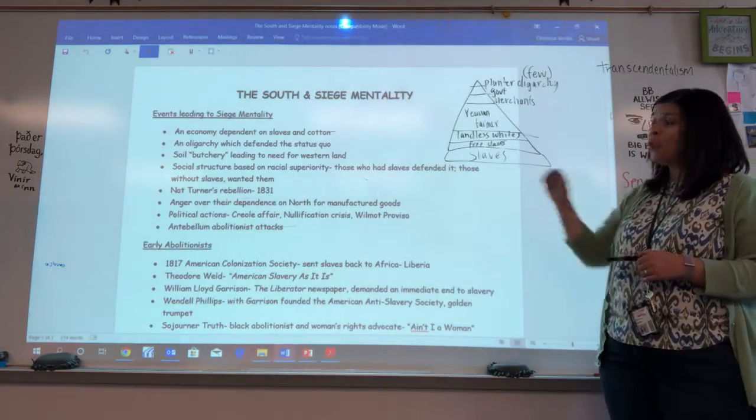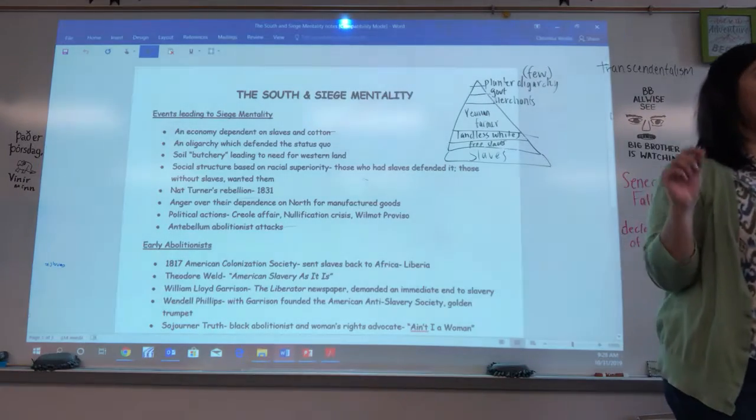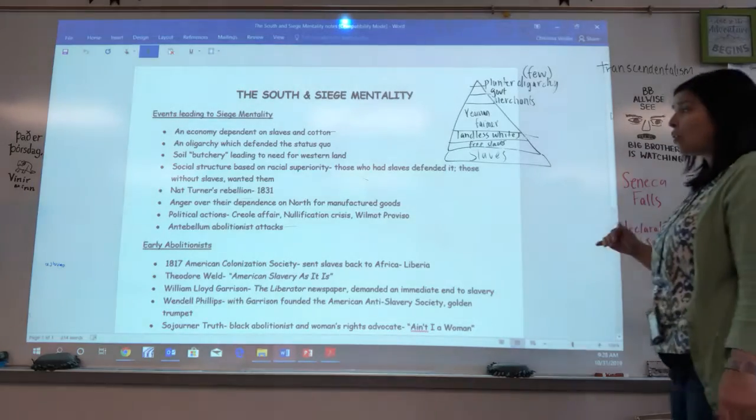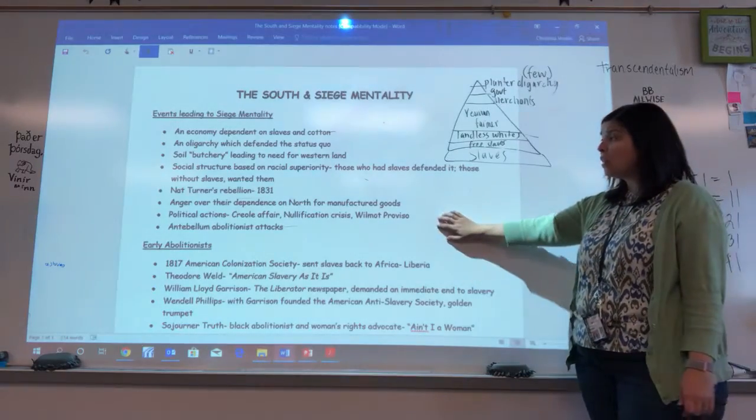We're going to see soil butchery. We talked of Manifest Destiny that leads people to moving west. We see there's anger over them being highly dependent on northern manufacturing because they buy everything from them. They buy their food, they buy their clothing, they even buy the coffin that they're buried in from the North. But what has happened to all those prices? They're higher because of what? The tariff. We see Nat Turner's rebellion has led to stricter slave codes, and there's political issues.